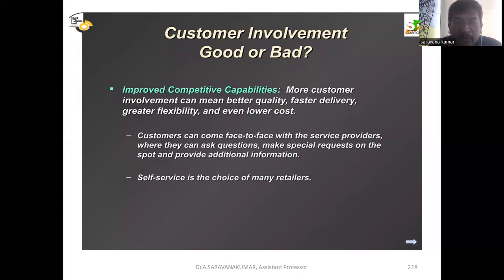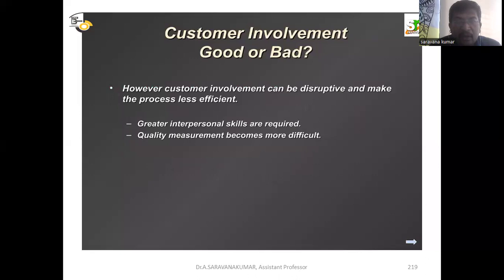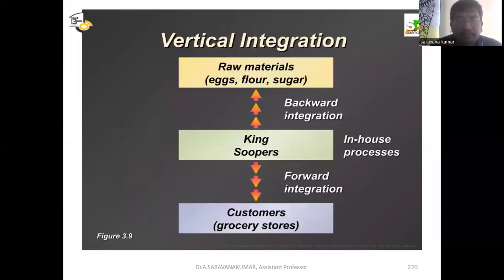Customers can come face to face with the service providers, where they can ask questions, make special requests on the spot, and provide additional information. Self service is the choice of many retailers. However, customer involvement can be disruptive and make the process less efficient. Greater interpersonal skills are required, because in every organization, interpersonal skills are required for every employee, and quality measurement becomes more difficult.